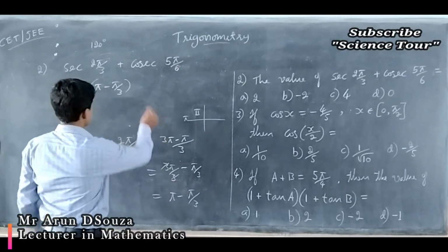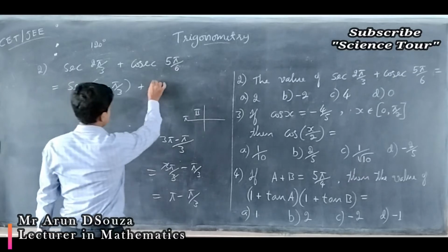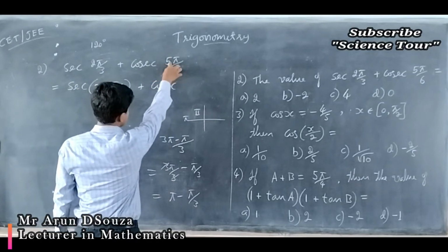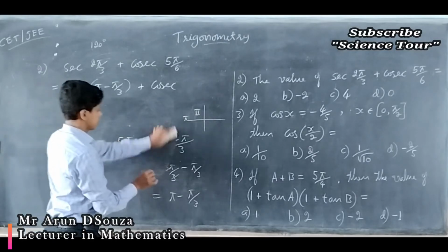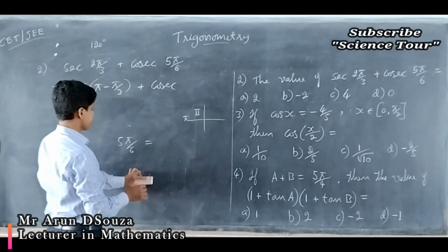Well, what about the next? You have got cosec. Once again you have 5, so 5 pi by 6. How are you going to write it?